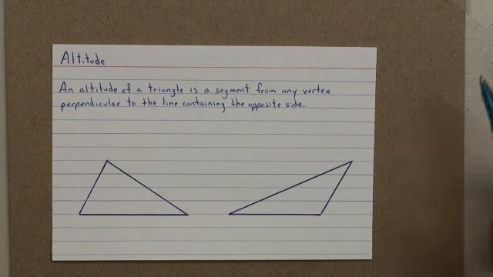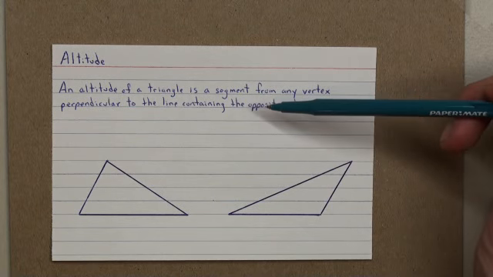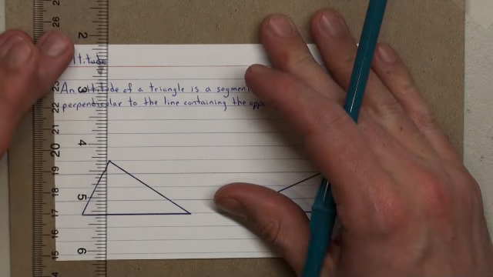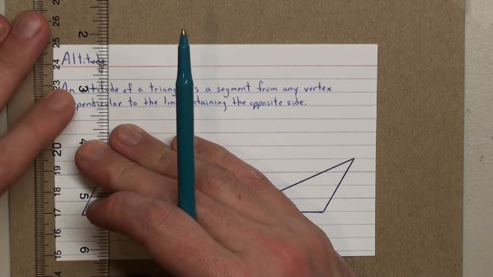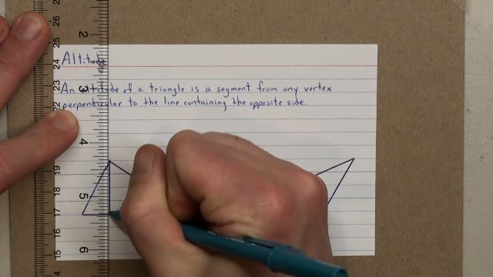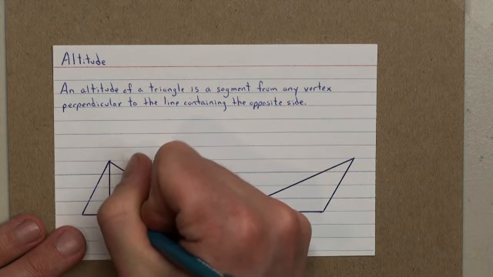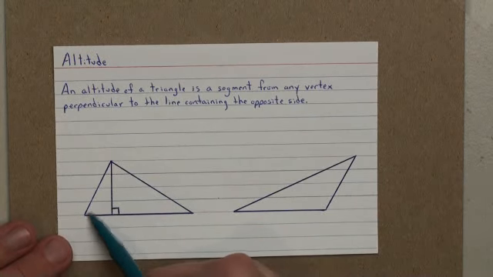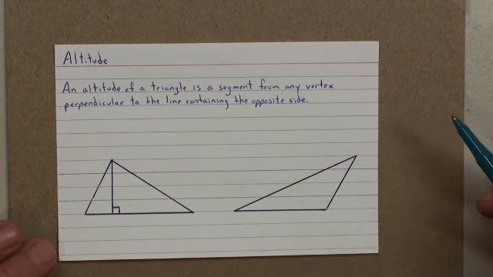So, an altitude is a segment from any vertex perpendicular to the line containing the opposite side. Okay? So, if I was going to draw an altitude for this first triangle from this vertex up top here, now I want to draw this line as best I can straight down. It would go straight down like this, and it would be perpendicular. Okay, and now I can do that from any one of these vertices. I can go to this side straight down, or I can go to this side straight down, but I chose to go to that side.